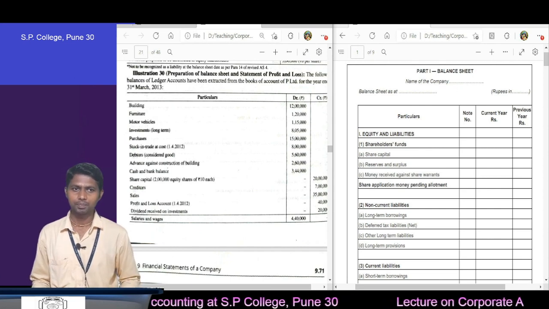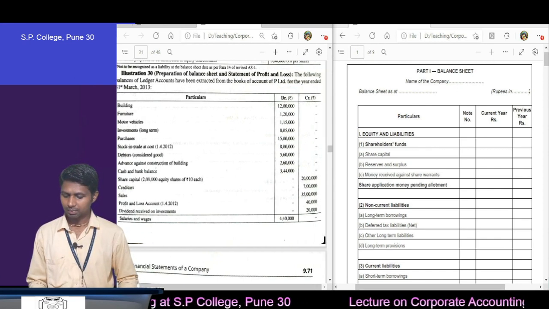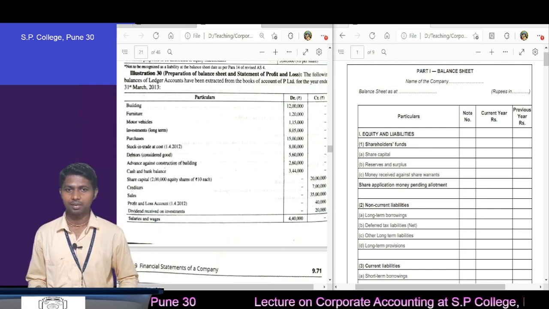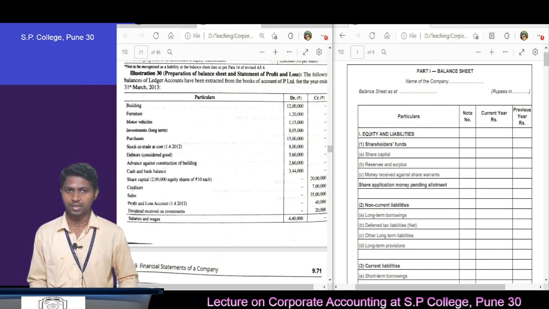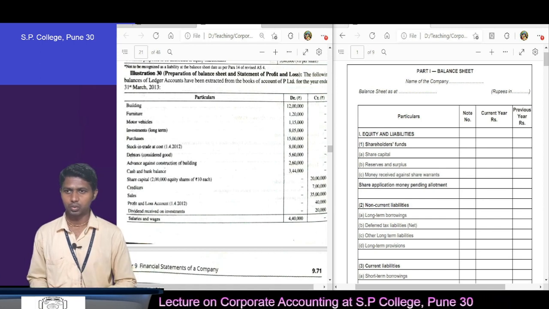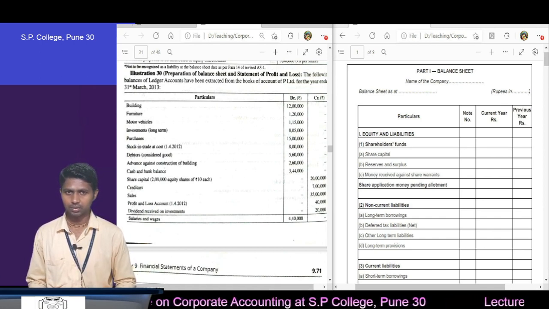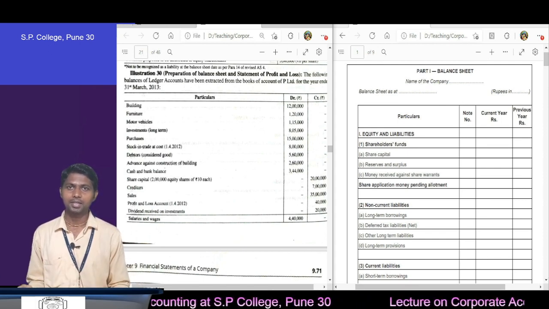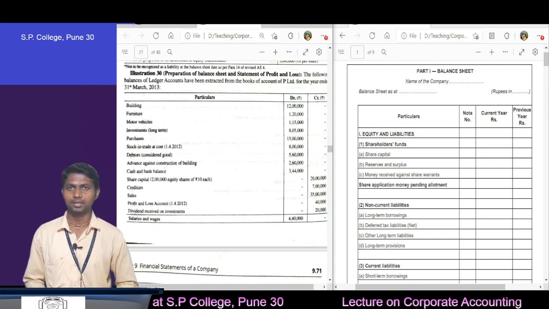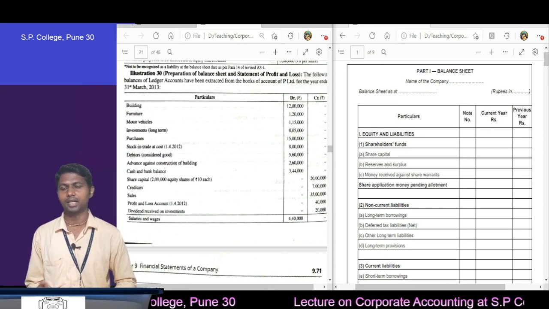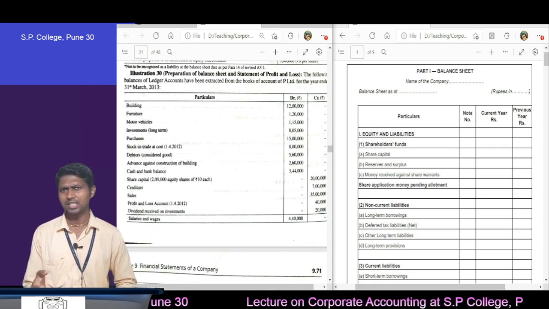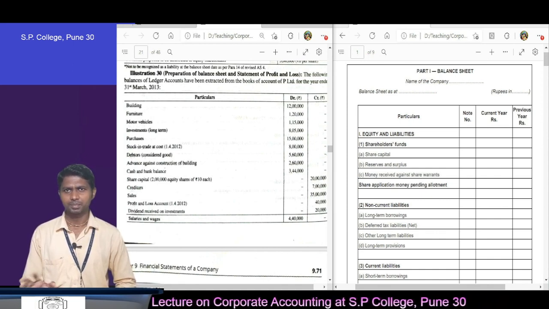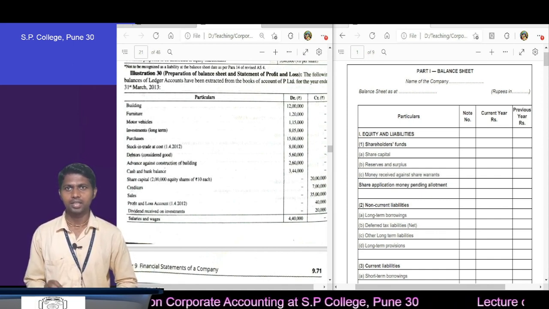In this problem there is information about P Limited. Which information? Trial balance of P we have. In this trial balance they have given debit total as well as credit total. That means separately we have here debit items of the trial balance with their amounts and then credit items of the trial balance.